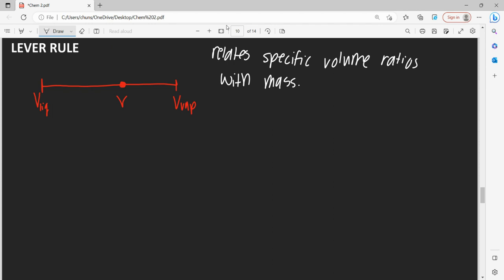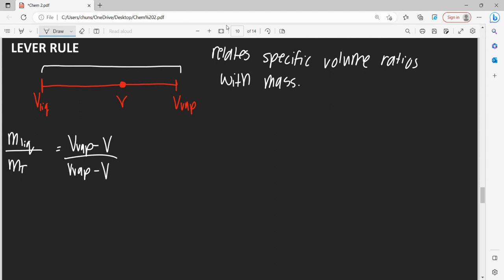So if we wanted the mass of how much liquid we had present in this region, so if we want the mass of liquid over our total mass, we would have V vapor minus V over V vapor minus V liquid. If we wanted to find our mass of vapor, we would do V minus V liquid over V vapor minus V liquid.